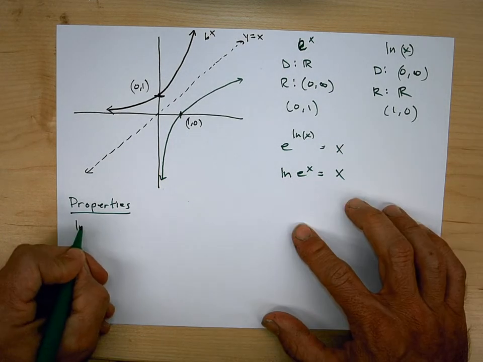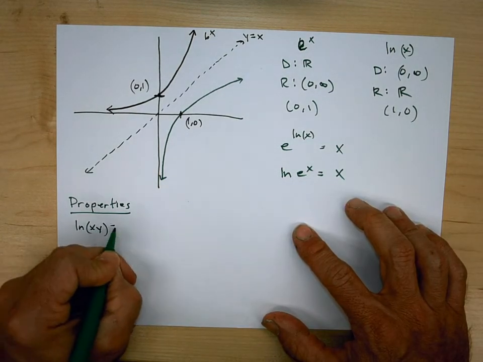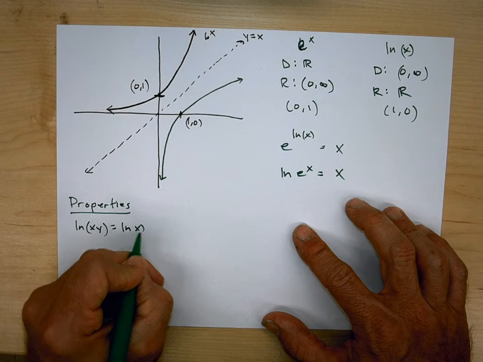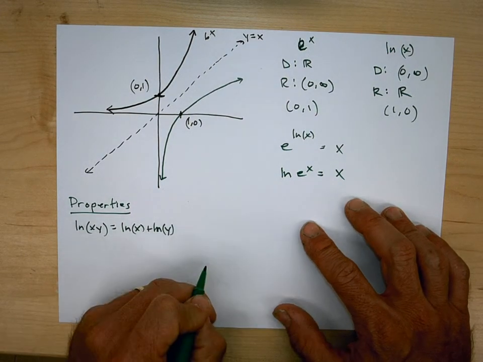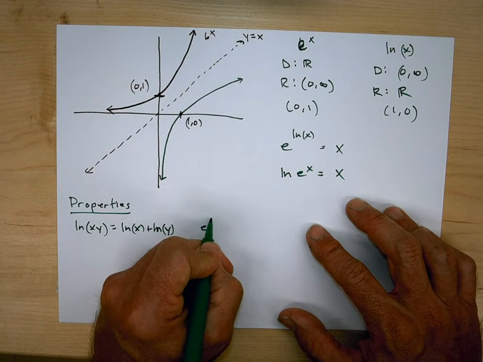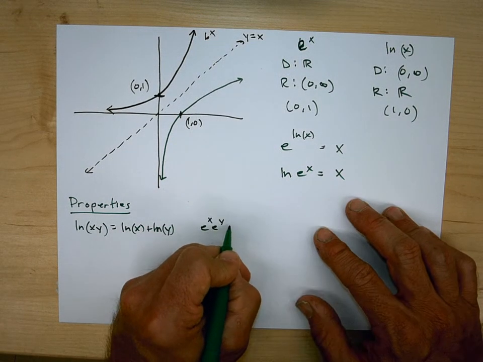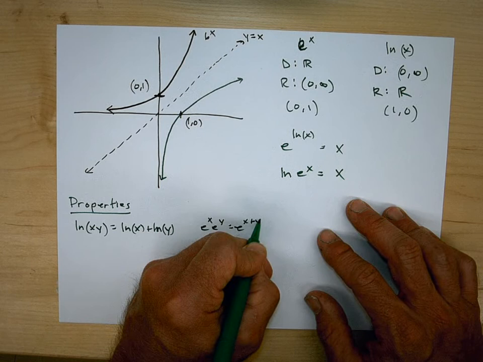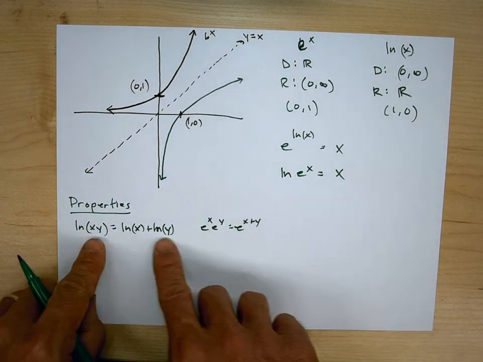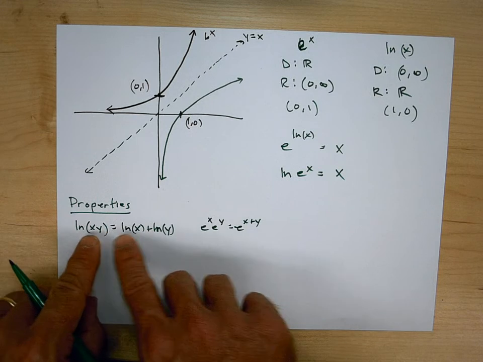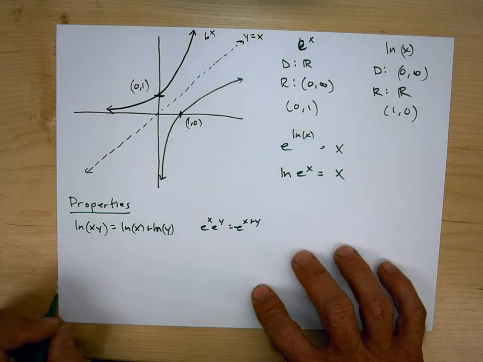So the natural log of x times y is the natural log of x plus the natural log of y. And this is because e to the x times e to the y equals e to the x plus y. So when you multiply the bases, you add the exponents. That's kind of what's going on here. This multiplication turns into addition.